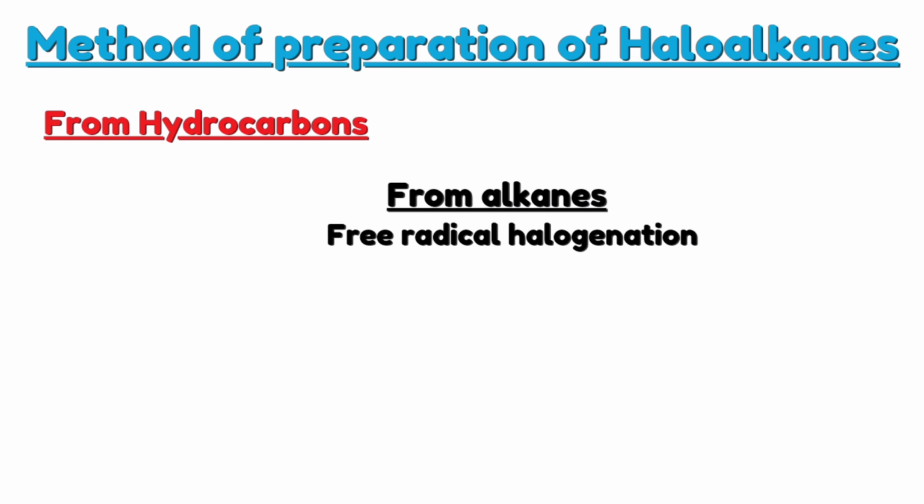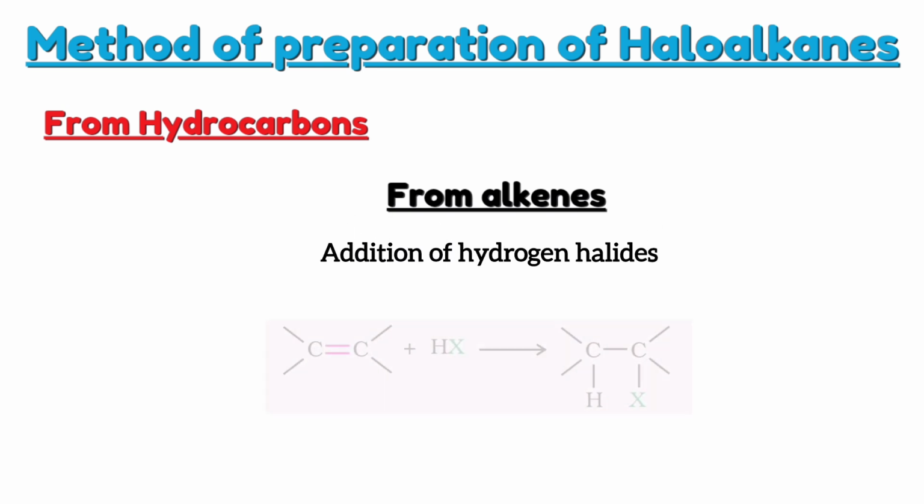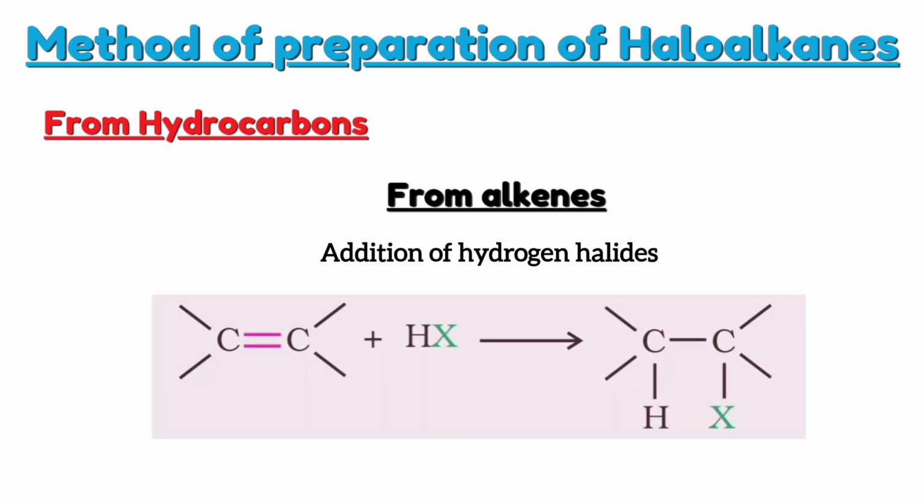Next is from alkenes. Here we may add halogen acids, also known as hydrogen halides, or we can use halogens directly. When we use hydrogen halides, then the corresponding alkyl halide is formed. If the alkene we used is symmetrical, then the addition of hydrogen and halogen may be done to any of the doubly bonded carbon atoms.